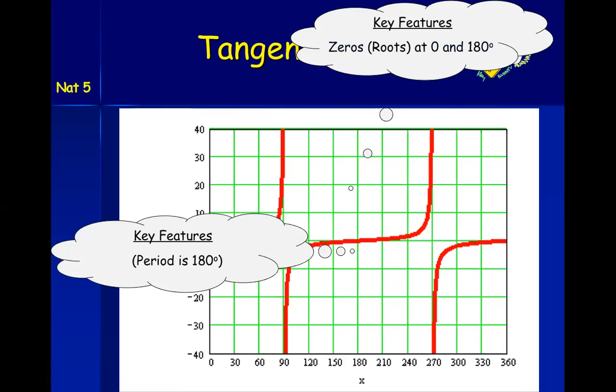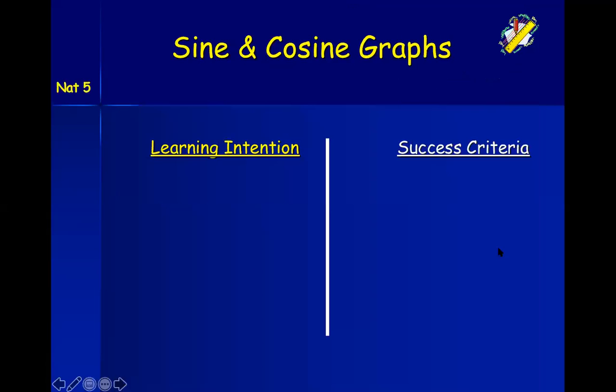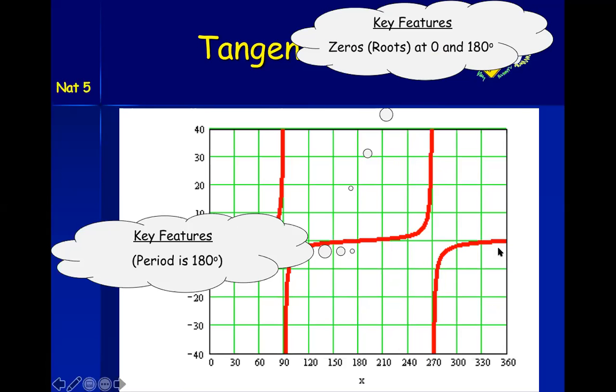So key features, 0 at 0 and 180, and 360 if you want. Okay, so that's why we don't spend too much time with the sketch of it. So those are your three graphs.